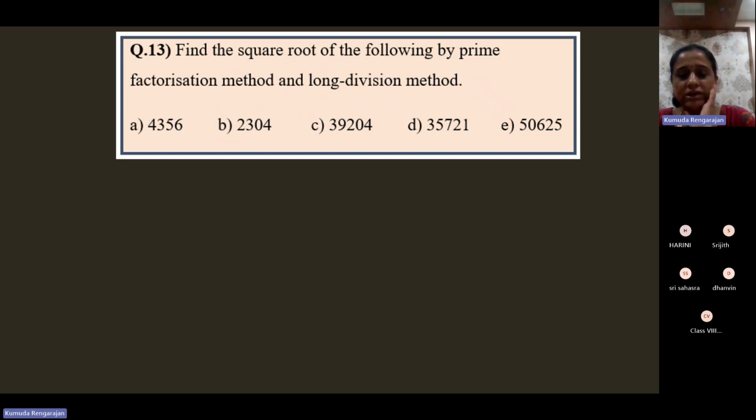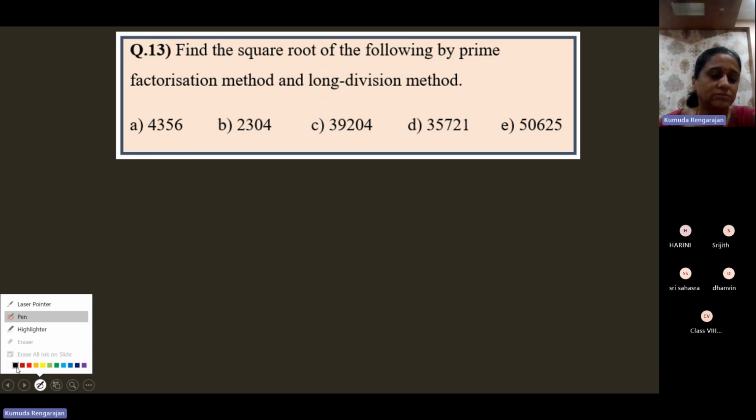Now, we'll take this as a classwork because I think other than Navneet, nobody's completed the homework, right? So we'll take this as today's classwork. Start working, children. Find the square root of all these numbers by the prime factorization method and the long division method. Start working.